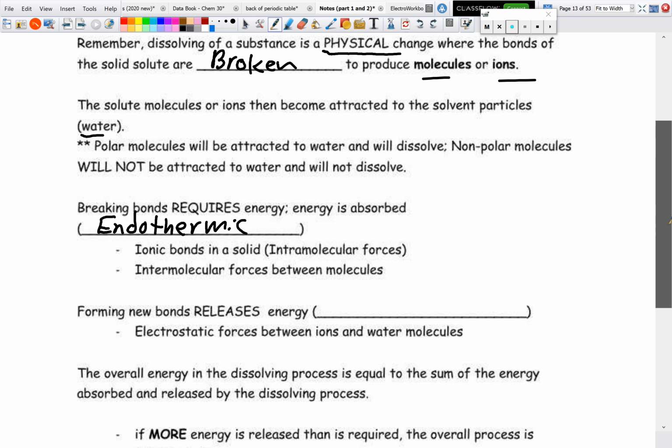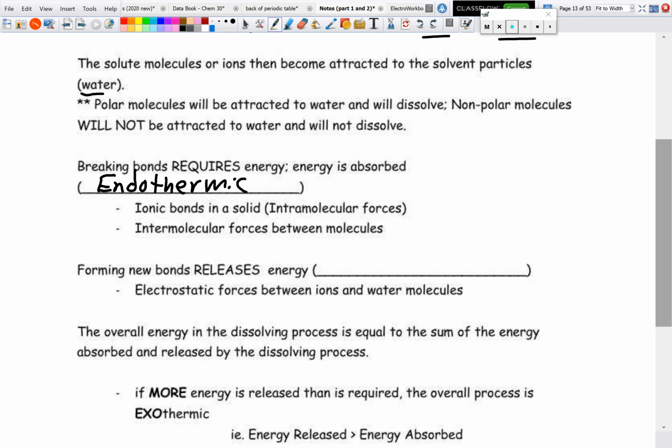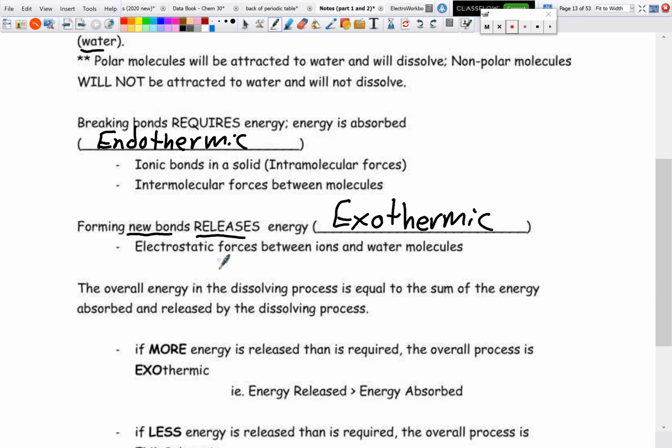Now, when we break the bonds, obviously we're forming new bonds. So the ions are being attracted to the water, they form partial bonds, that's forming new bonds. And whenever we form new bonds, this releases energy, and this is called exothermic. And these new bonds are the electrostatic forces between the ions or molecules and the water molecule.